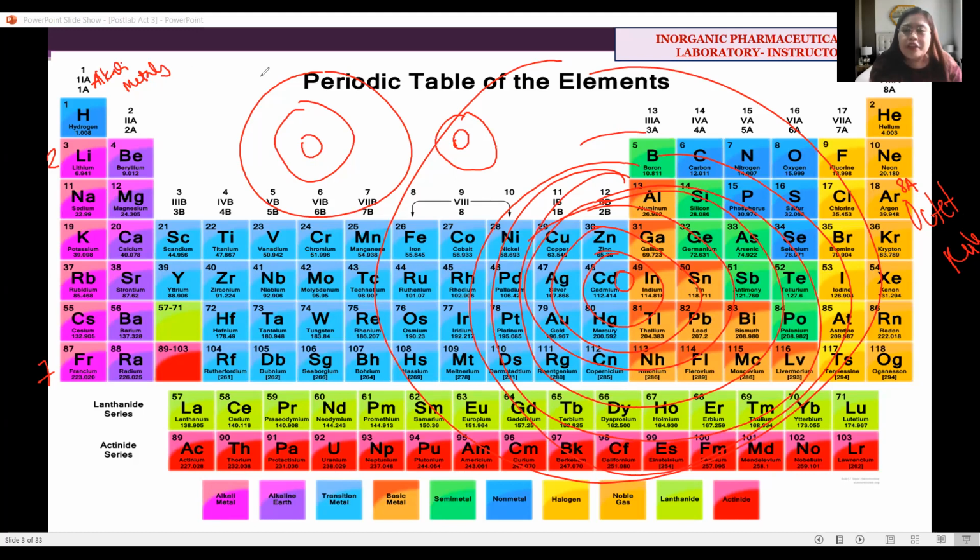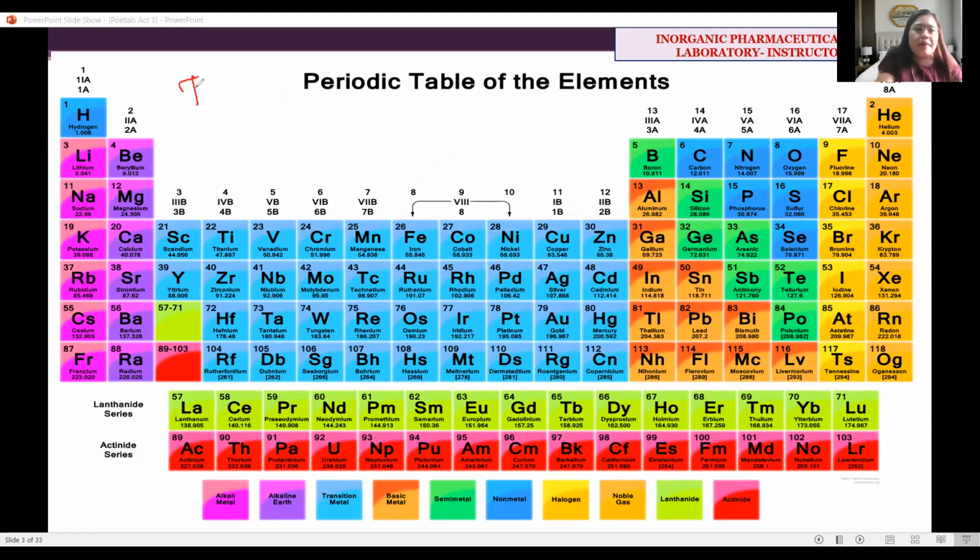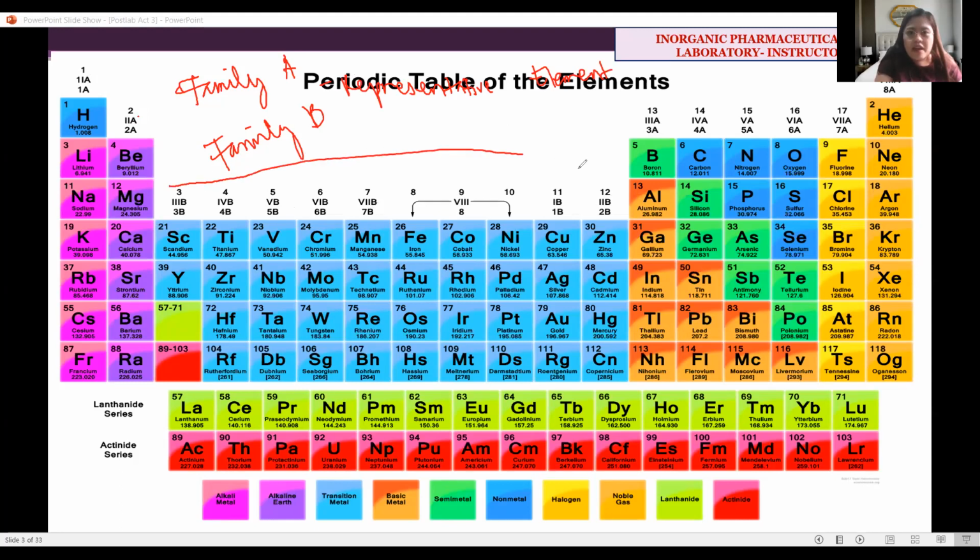Now, the groups in the periodic table are divided into two: the family A and the family B. Family A, as you can see, 1A, 2A, 3A, 4A, is what we call the representative elements. But for family B, take note of this, the family B at the center, including the actinide and lanthanide series at the bottom, they are under family B and we call them the transition elements.